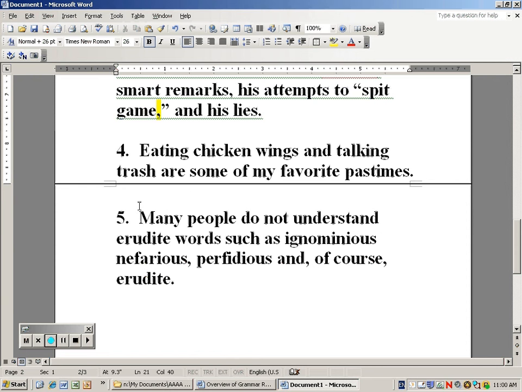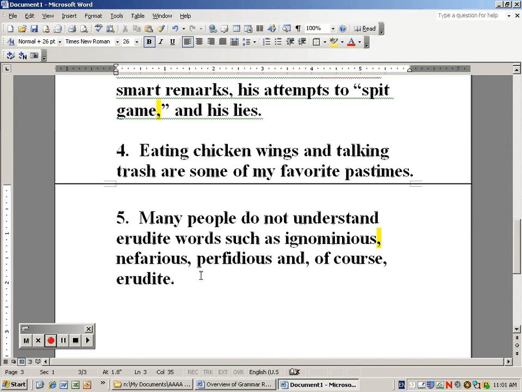Then we look at number 5. Many people do not understand erudite words such as ignominious, nefarious, perfidious, and, of course, erudite. In this sentence, there are actually 2 mistakes. The first one is that there ought to be a comma after the word ignominious. That's because we have a list of 3 or more, so we have 4 words, ignominious being one of them, and therefore we need a comma right there. Words such as ignominious, nefarious, perfidious, and of course erudite.